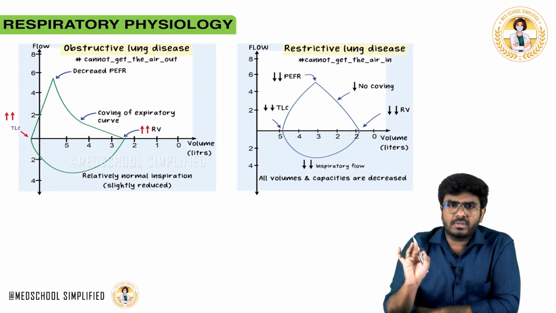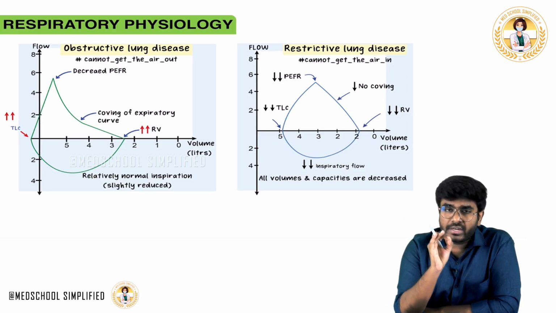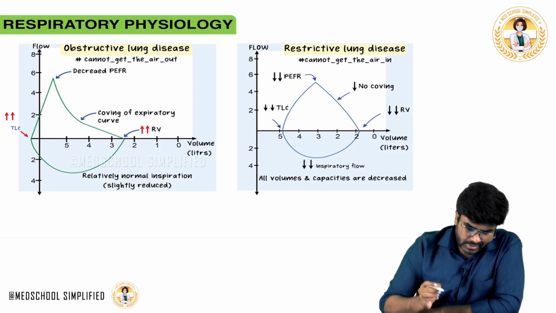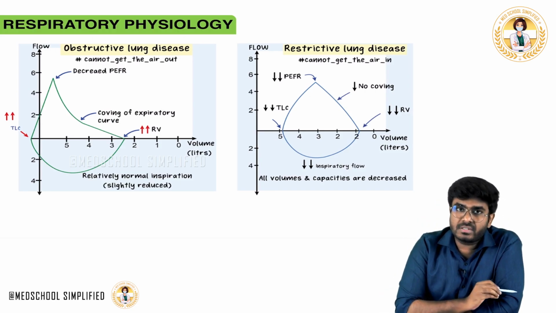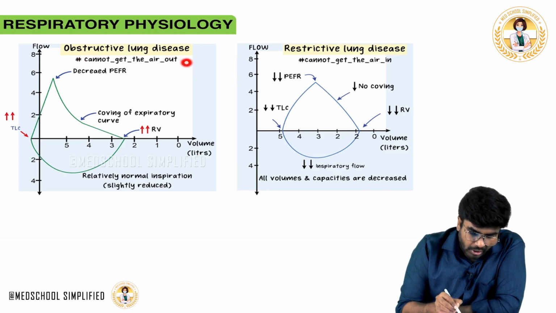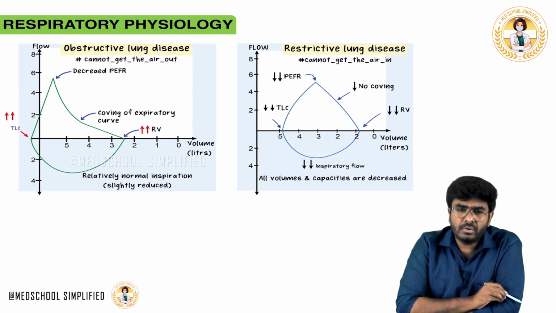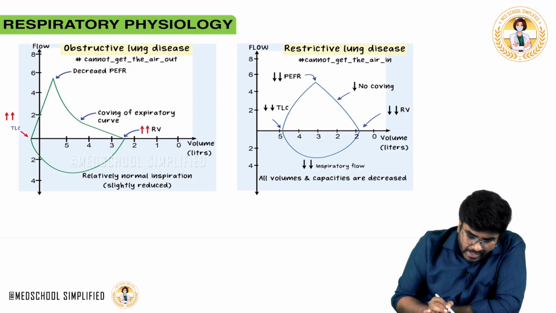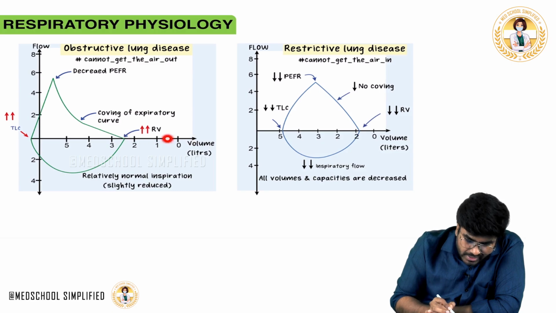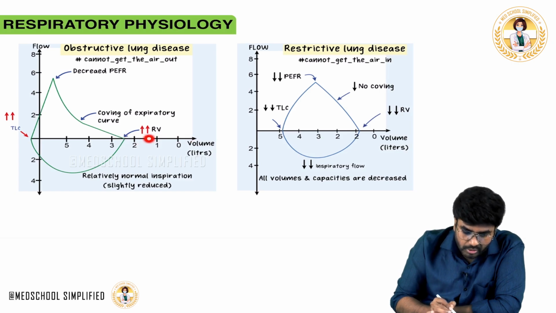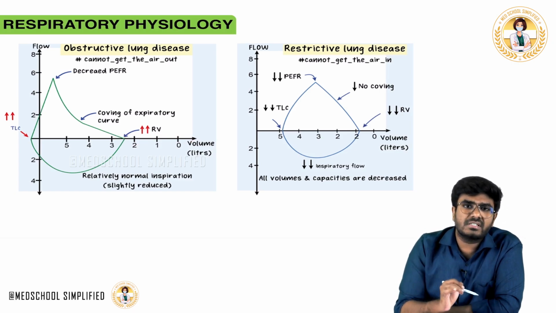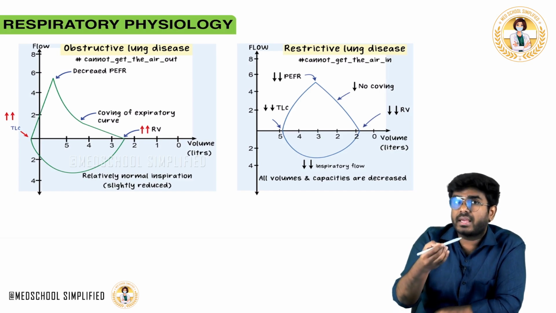Let's keep it as simple as possible. Just by looking at the graph, you should be able to identify whether it is talking about obstructive lung disease or restrictive lung disease. In obstructive lung disease, what's the main problem? The patient is not able to take the air out. Air trapping is happening, so the extra air is present inside the lungs. That increases the residual volume. So instead of inspiration starting at 1.2 liters, now inspiration starts at 2.5 liters. So residual volume increases. Also, because of air trapping and voluminous lungs, total lung capacity increases.